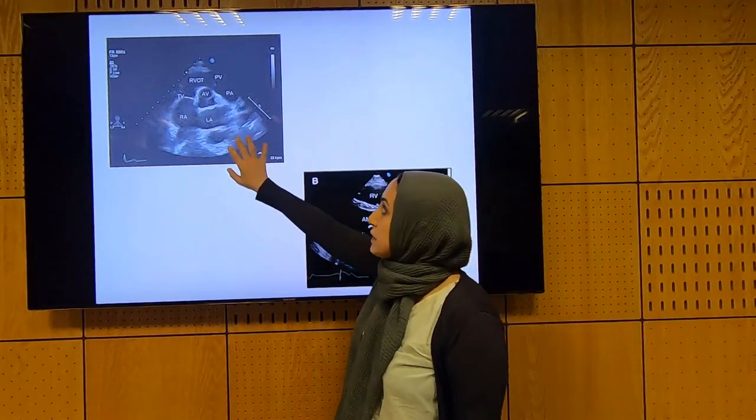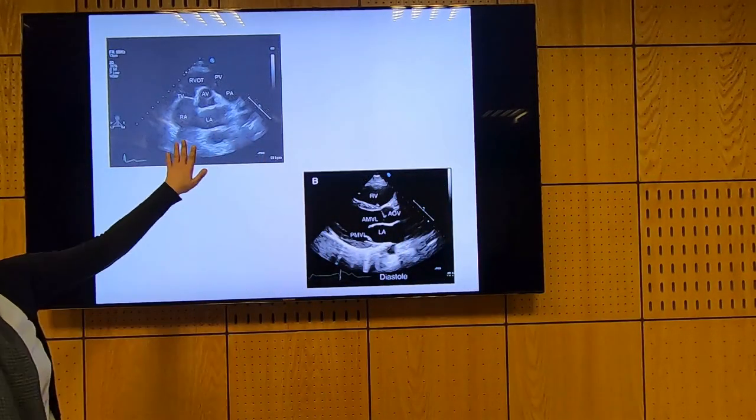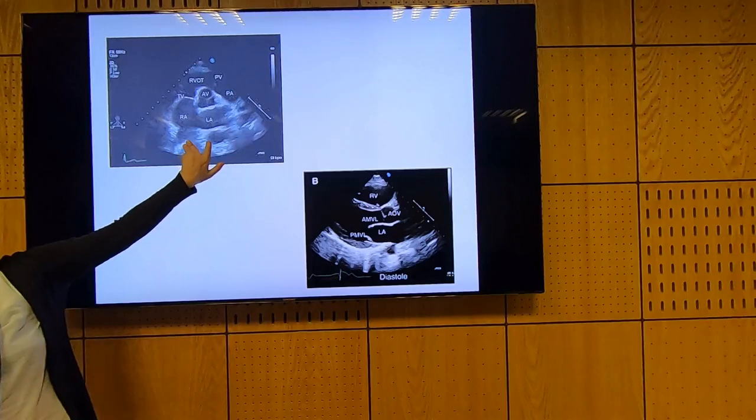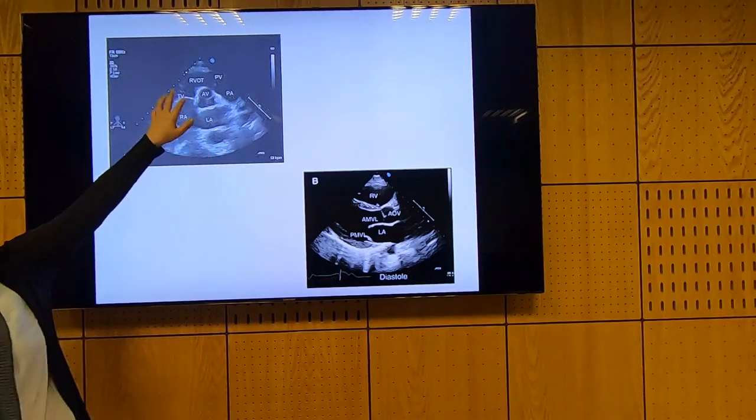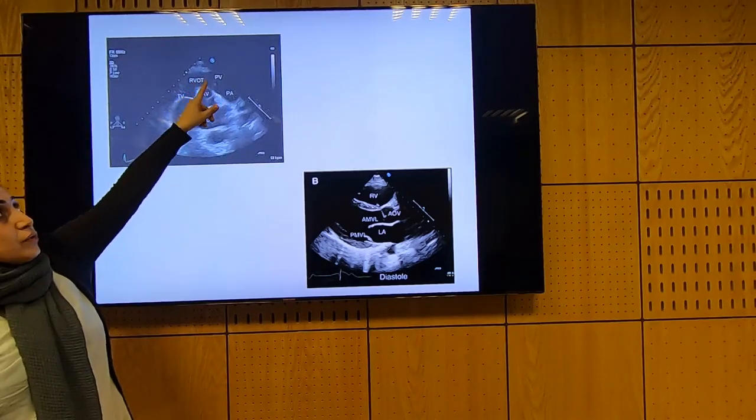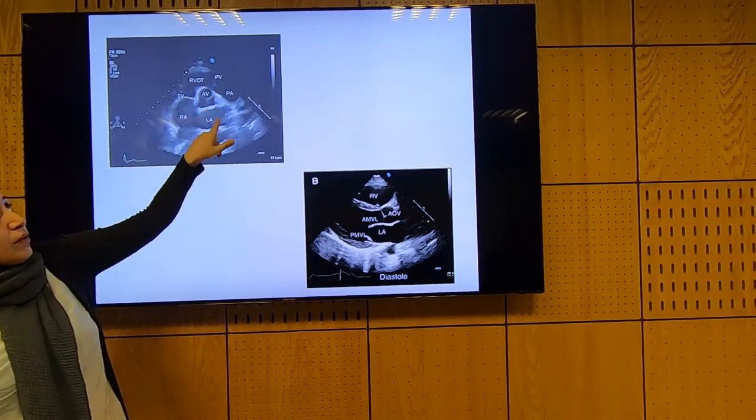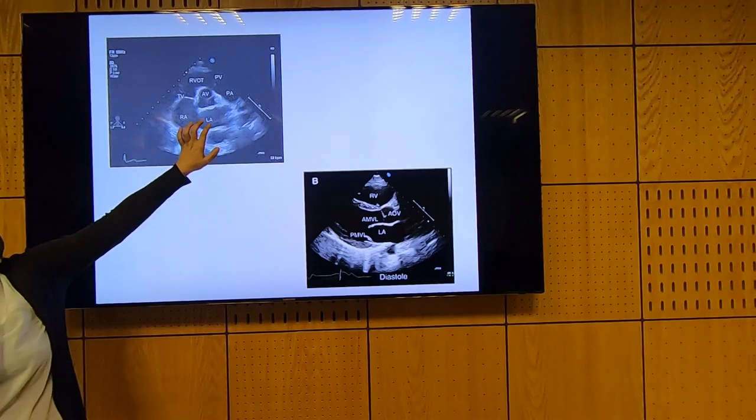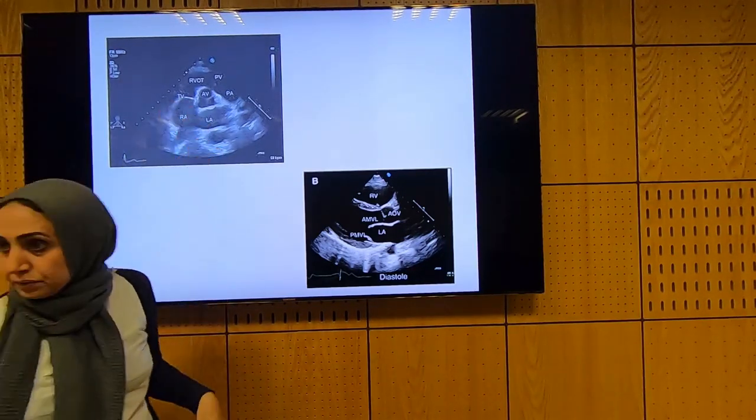Okay. And this is another view, it's a parasternal view. The probe is up. Here is the neck. And as written here, this is the RVT, this is the pulmonary valve, and this is the left atrium. To which structure is the probe closer? To the RVT. Got it? Yes. Okay.